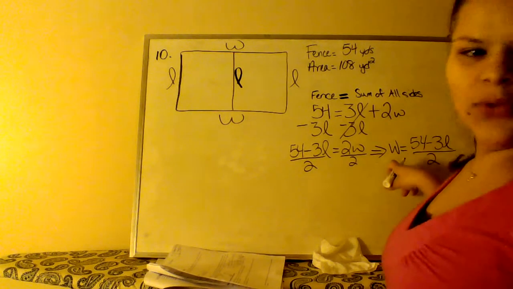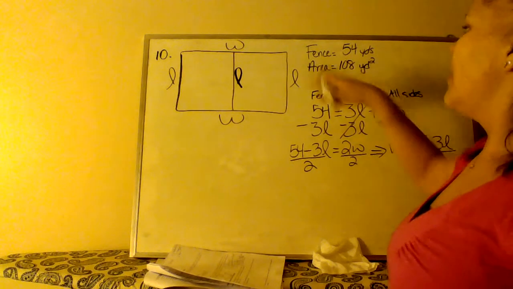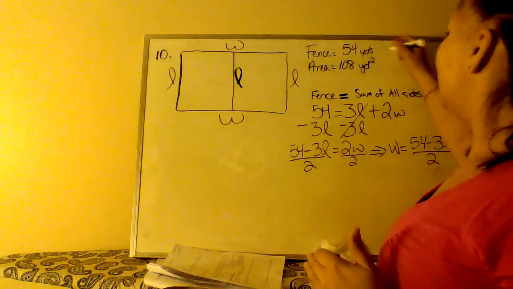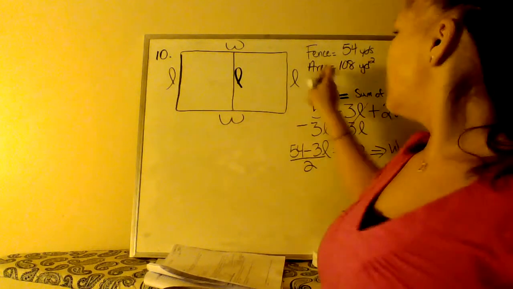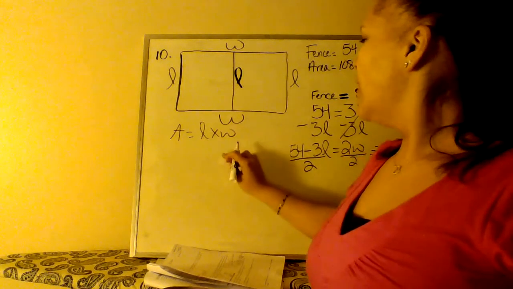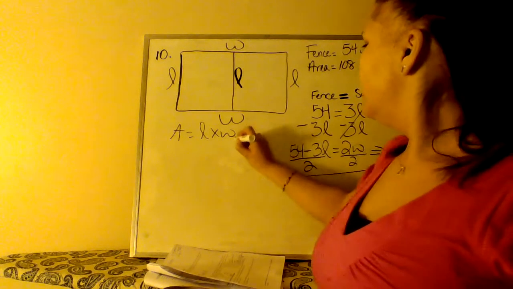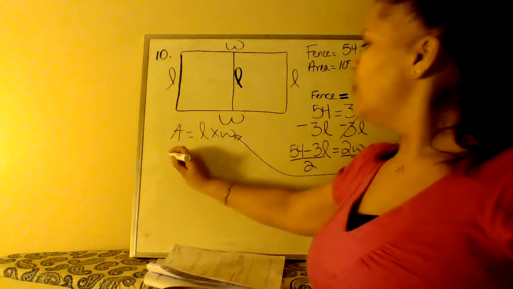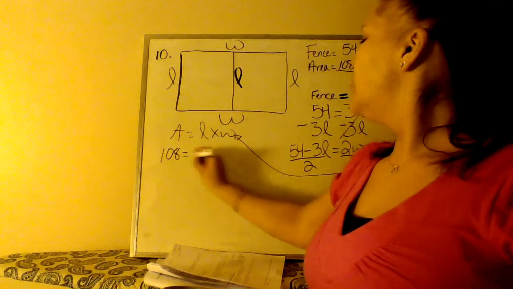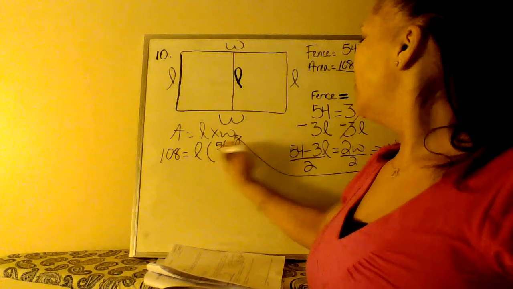Now, what do we even need this for? We're going to plug this into something using the area. And when we're talking about rectangles, the area of our rectangle is length times width. So we're going to set that up here. I'm going to put it down here so you can see it. So we know our area: area equals length times width. So what we're going to do is substitute this W in here. We have area, which is 108 yards squared. So 108 equals L times 54 minus 3L over 2.